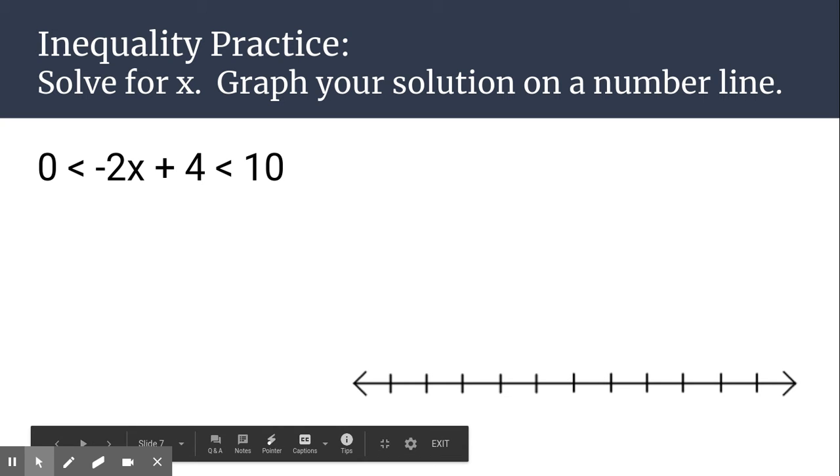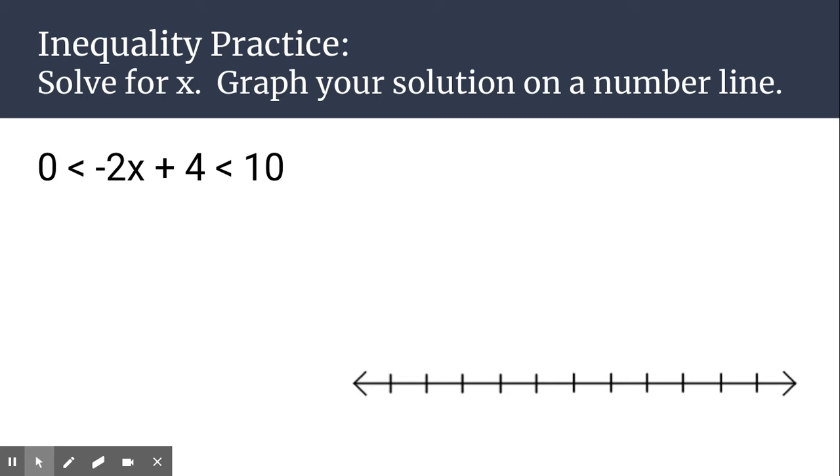All I did in this problem now is I switched from 2x to -2x, but this is an important thing to denote here on how we're going to deal with this. So let's go to work. I'm going to subtract 4 from every side again. Same start as last time. Subtract 4, so I have -4 is less than -2x is less than 6.